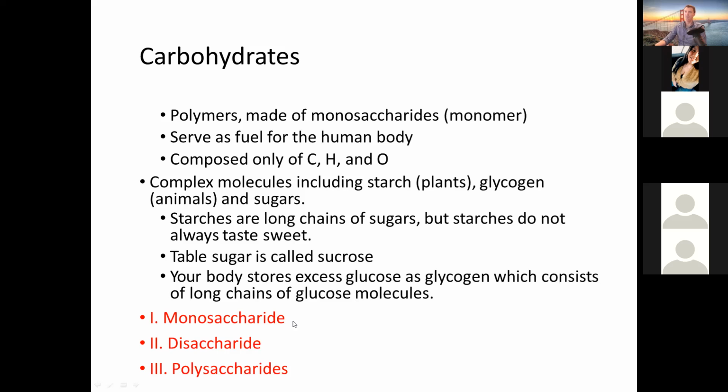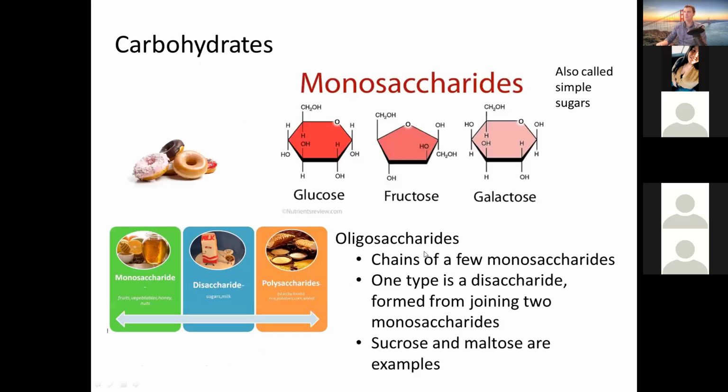Okay, so in carbohydrates, we have monosaccharides, disaccharides, and polysaccharides. Here's an example of some monosaccharides. We've got glucose, fructose, and galactose, and you can see each consists of just one unit, one sugar. These are called simple sugars. Monosaccharides can be found in fruits, vegetables, honey, and nuts. Disaccharides are found in sugars and milk. Polysaccharides are found in starchy foods like rice, potatoes, corn, and wheat.